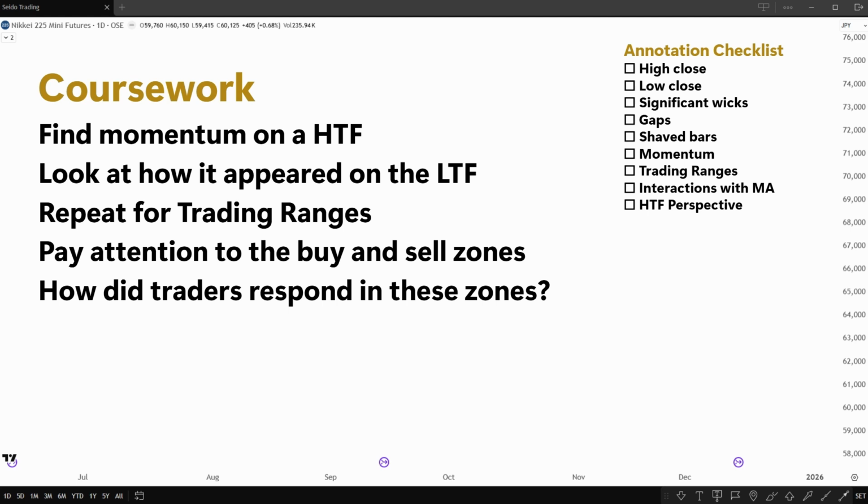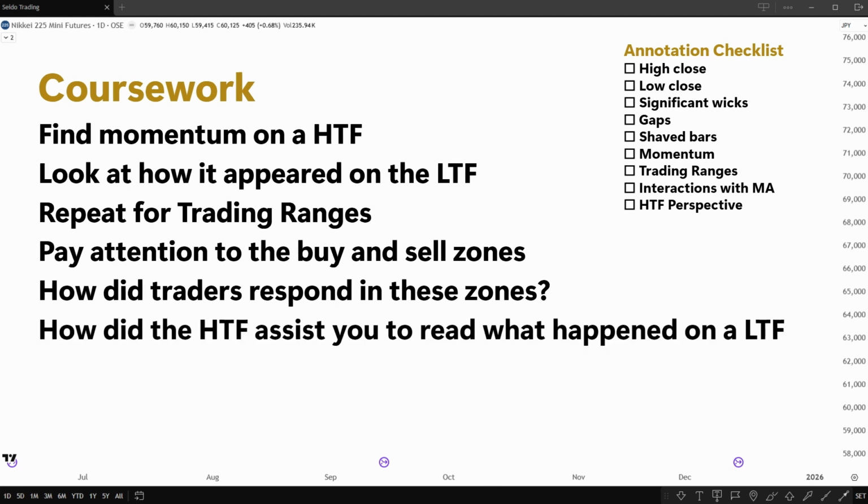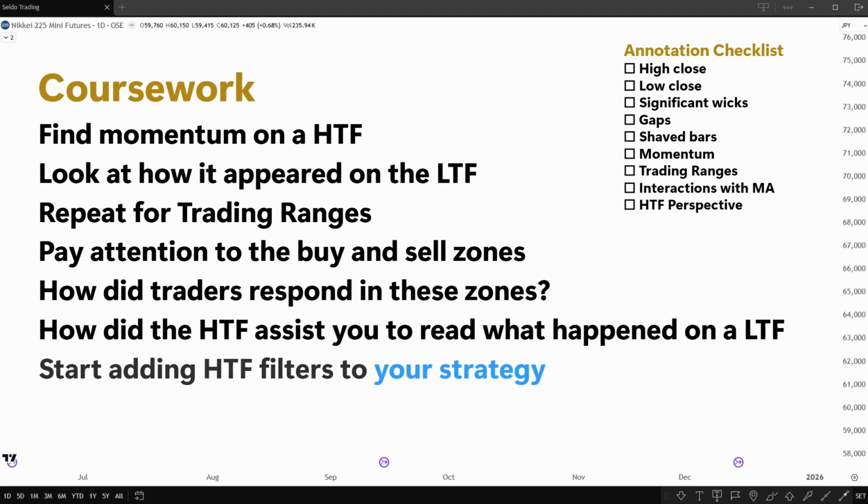Then find a period where the higher time frame showed a trading range and observe how price behaved at its highs and lows on the lower time frame. This is where the work from lessons 3 and 5 starts to really connect. The habit of marking up your charts is what builds your read of price action over time.